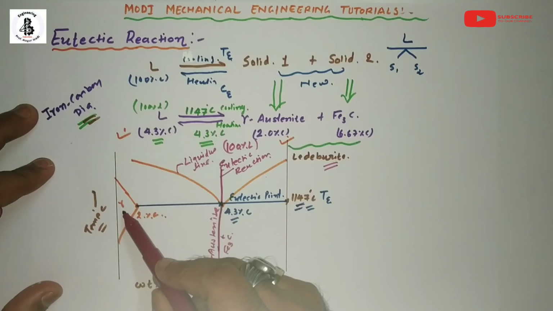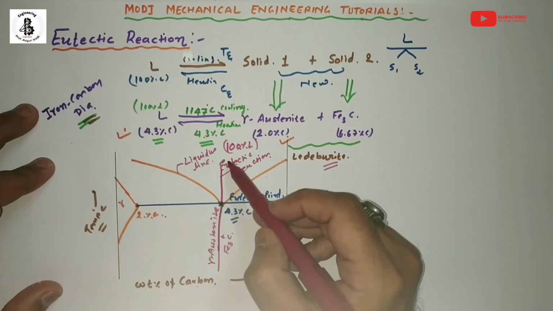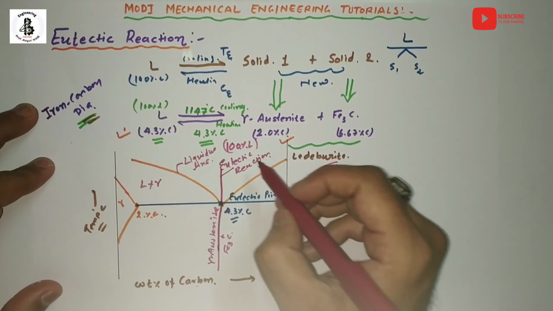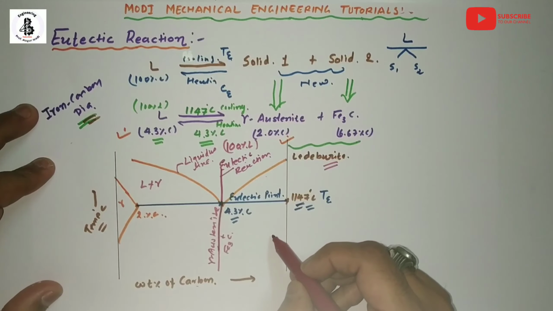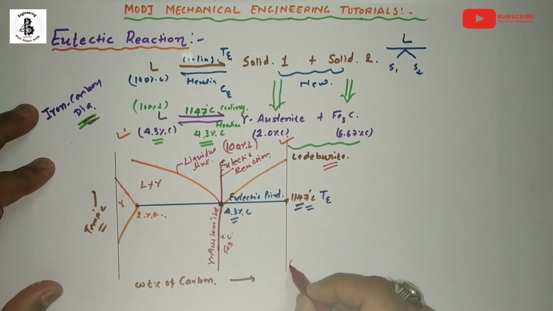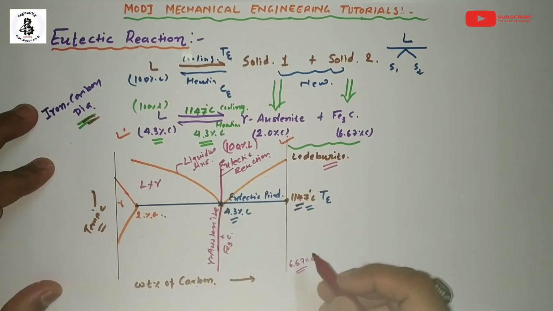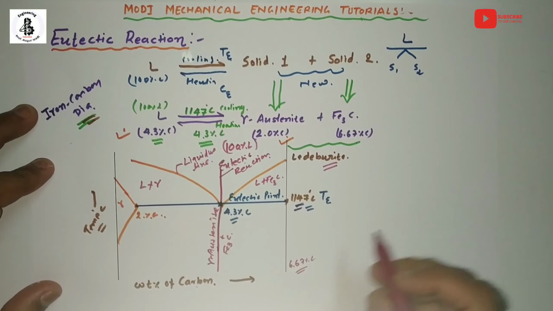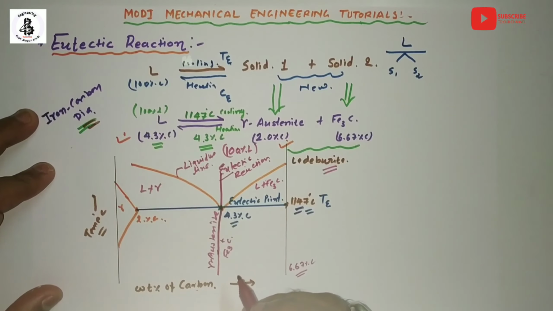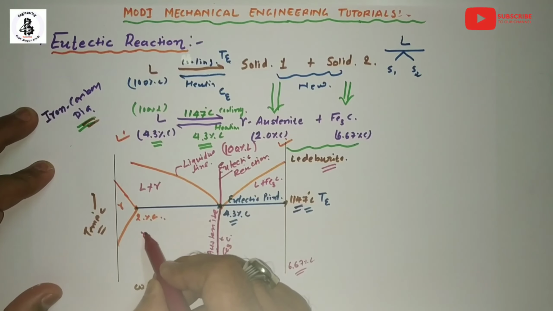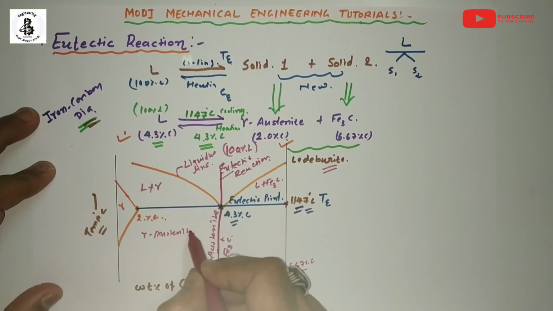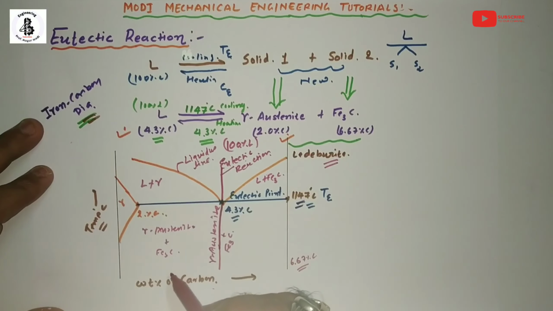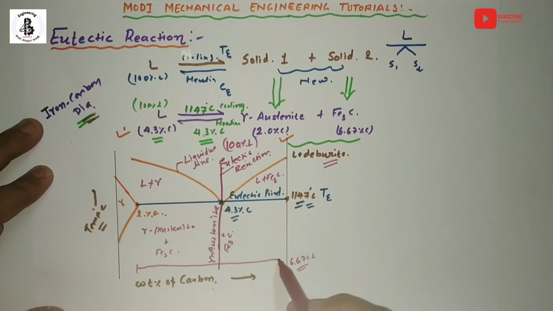Here that will be the gamma phase, here that will be the liquid phase. In between, liquid plus gamma. Similarly, here it will be 100% liquid, with the enrichment of carbon, around 6.67% over here. That will be the formation of liquid plus Fe3C, or cementite. In between, that will be the formation of gamma austenite plus Fe3C. This mixture, gamma austenite plus Fe3C, will be up to these regions.